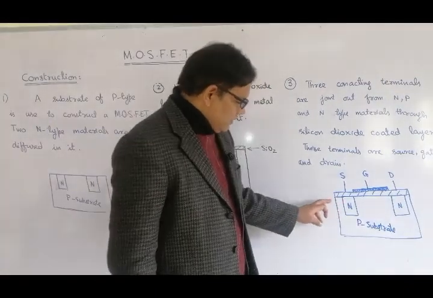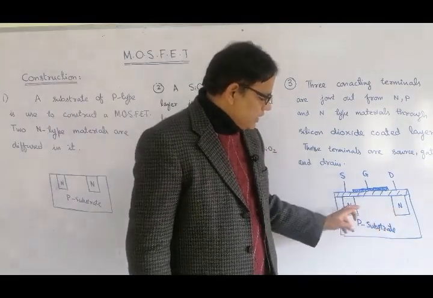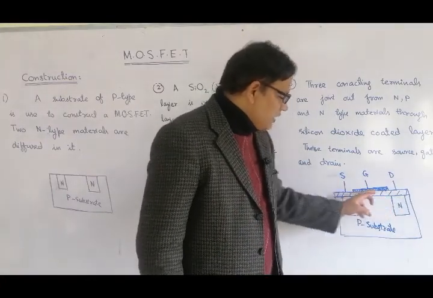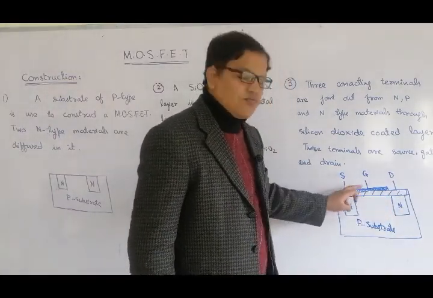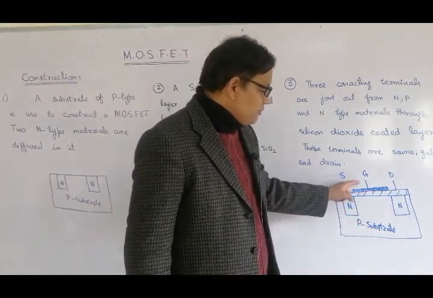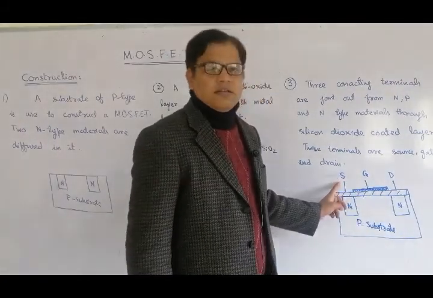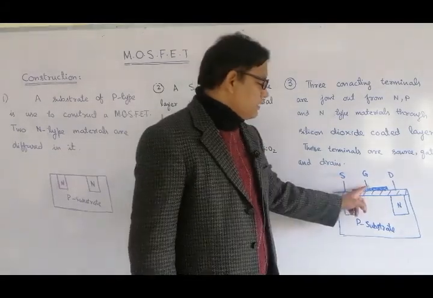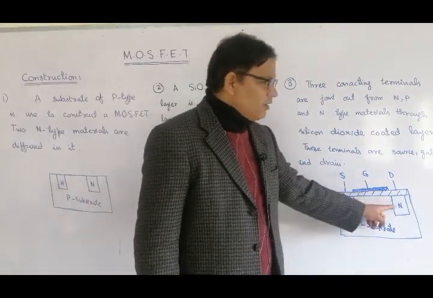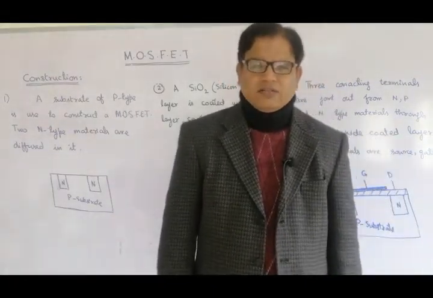So we have this P-type substrate material, and then we diffuse two N-type materials. Then we have a coated layer of silicon dioxide, then a metal coated layer over it, and then we took three terminals from these materials. The first N-type material has a terminal named source. The metal layer is known as the gate, G, and the last N-type semiconductor material was brought out as drain.